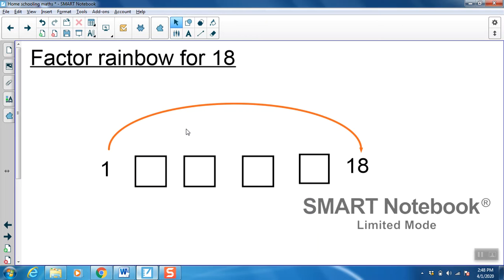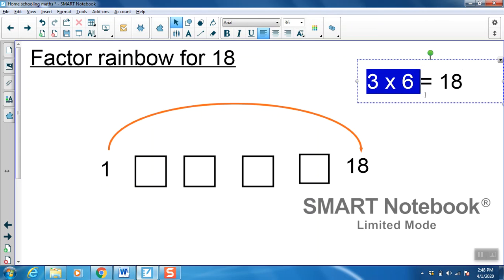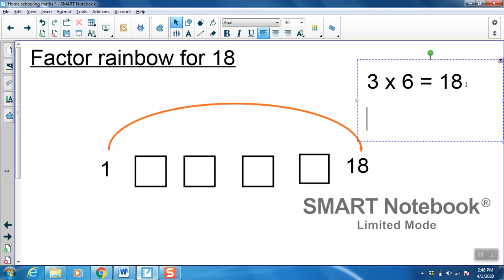The other one, or one of the other ones, is going to be, let me just write it to the side here, it's going to be 3 times 6, because that equals 18. So 3 and 6 are my other factor pair here. I'm not going to put them in just yet though. And I've got another one.